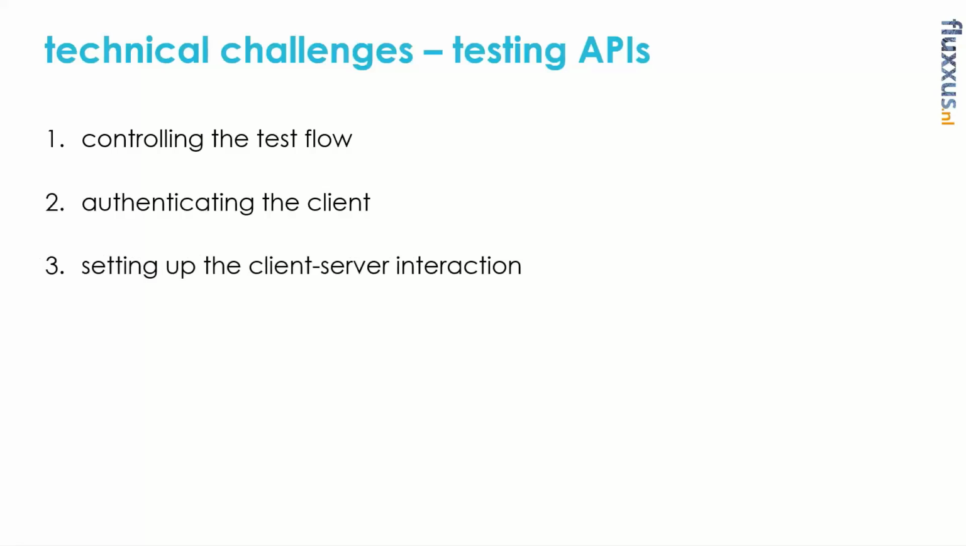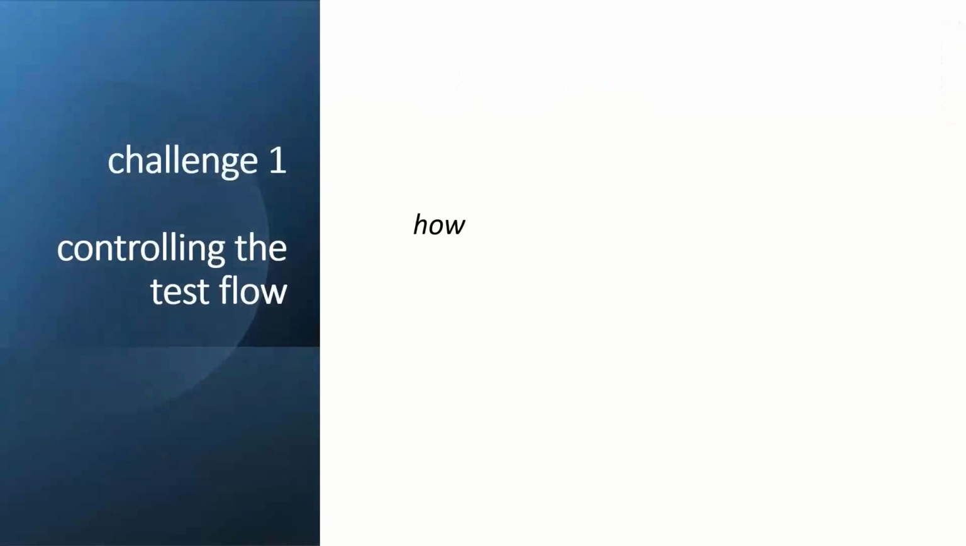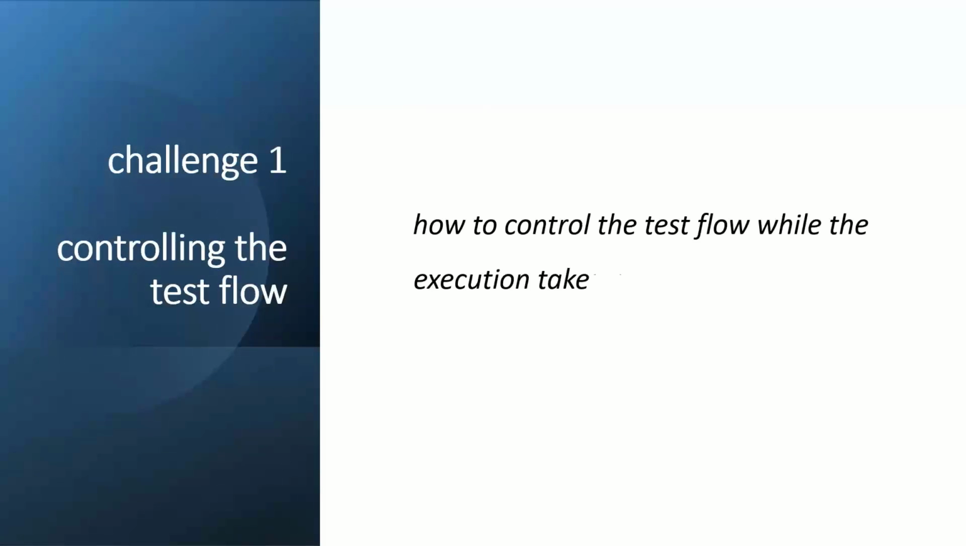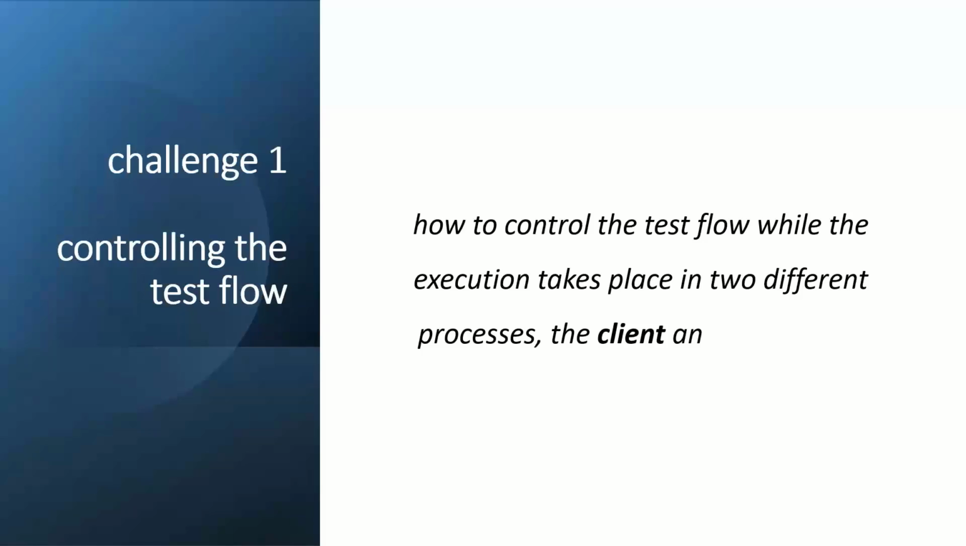As a third challenge, of course, we need to set up that interaction. If it's authenticated, what do I send as a client to the server, and what do I get back, etc. So three technical challenges. I'll address them one by one. So how to control that test flow where the execution takes place in two different processes, the client and the server.